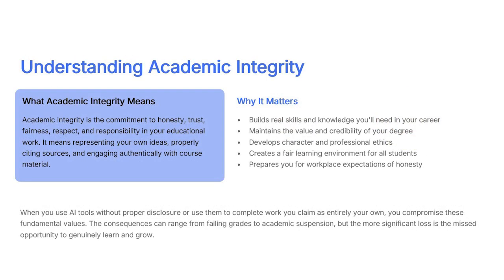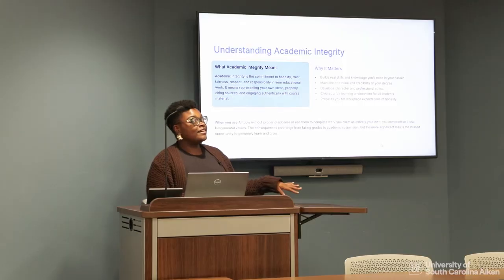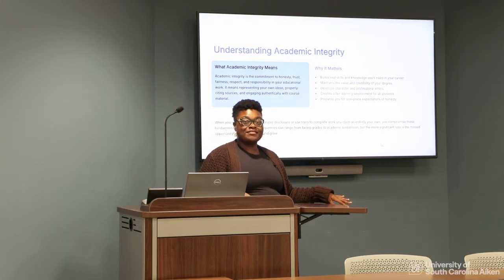All right. Understanding academic integrity. What that means. Academic integrity is the commitment to honesty, trust, fairness, respect, responsibility in your educational work. It means representing your own ideas, properly citing sources, and engaging authentically with course materials. We all know our academic integrity for USC-Aiken because we all have to write it at the bottom of our papers.